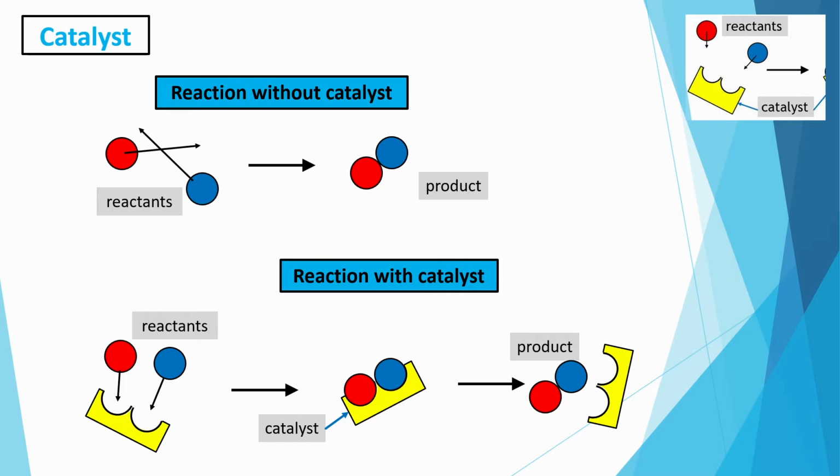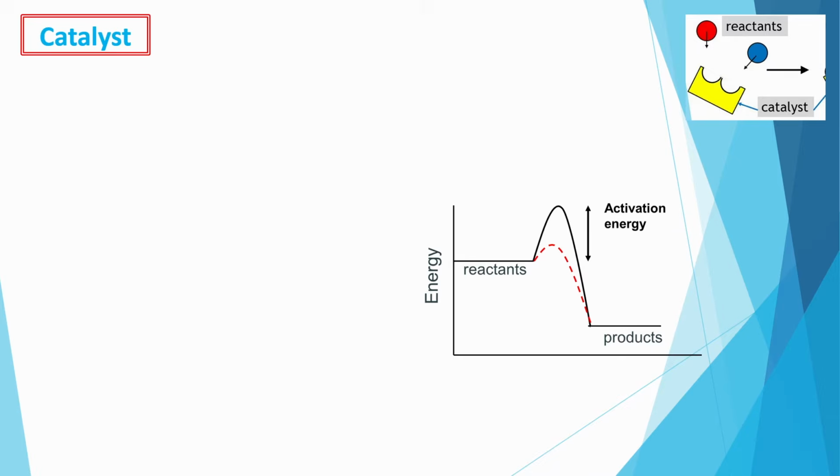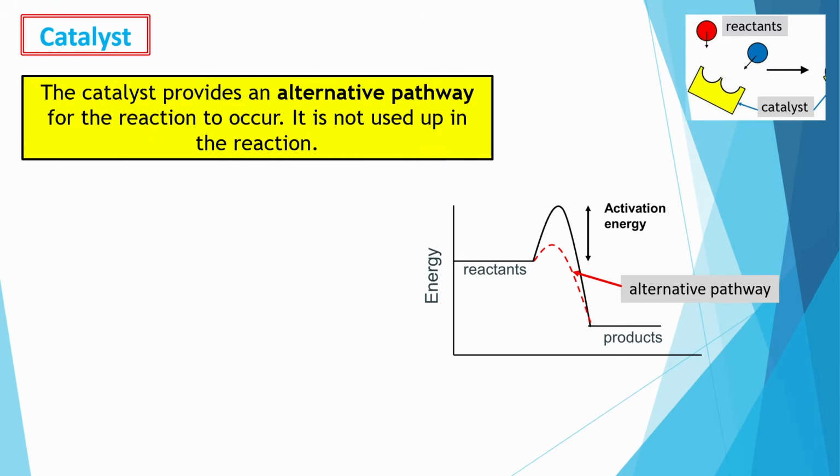Once they've had a successful collision, it moves away, and it can now be used to help other particles collide. With a catalyst, what we say is the catalyst provides an alternative pathway. So the particles don't just have to hit each other with lots of energy. They can also just hit the catalyst with a small amount of energy, and the catalyst will join them together. So it's an alternative pathway. Remember, they're not used up in the reaction.